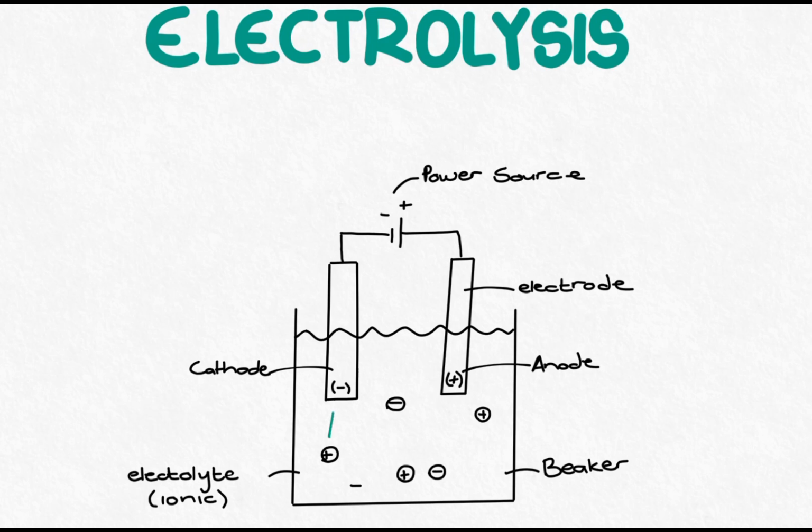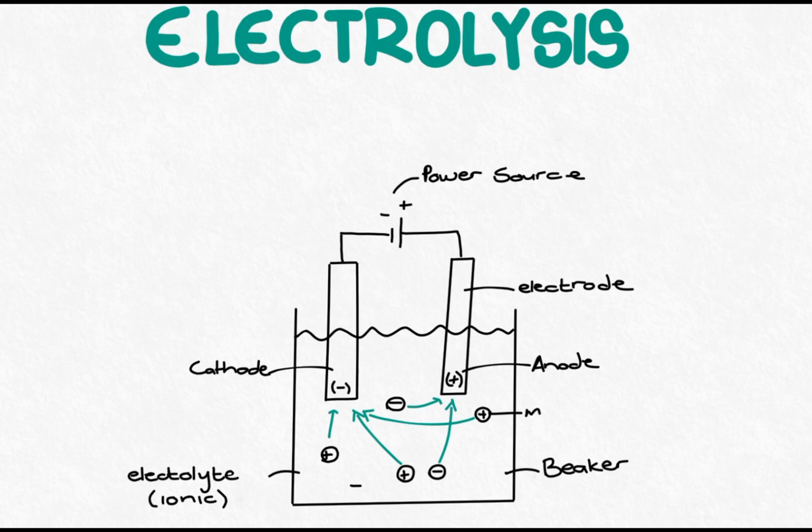Now cations, which are positively charged ions, will be attracted to my cathode. These ions are usually metal or hydrogen gas that will form at the cathode. Now anions, so negative ions in my electrolyte, will be attracted to my anode, which is the positive electrode. These anions are non-metals, except they cannot be hydrogen, and they will form on the anode.